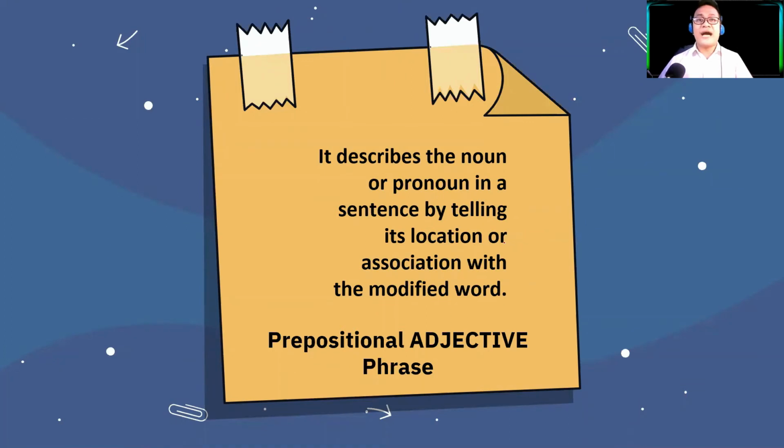Kung natatandaan ninyo, ang ibig sabihin ng adjective ay salita na naglalarawan sa pangalan, or in English, a word that describes a noun. It is also the same function with the prepositional adjective phrase. So pareho lang sila ng function. It describes the noun or pronoun in a sentence by telling its location or association with the modified word. So prepositional phrase lang siya na ang dinidescribe ay pangalan or panghalip. In English, noun or pronoun.